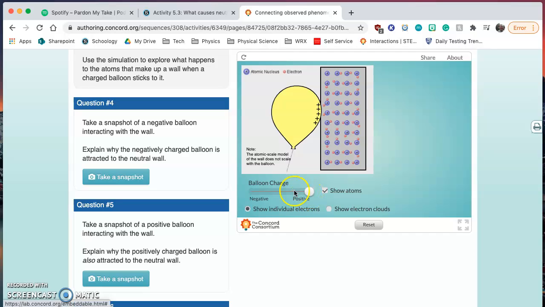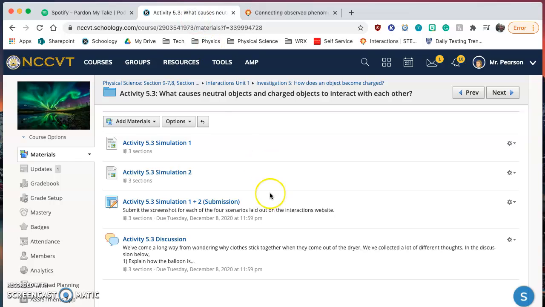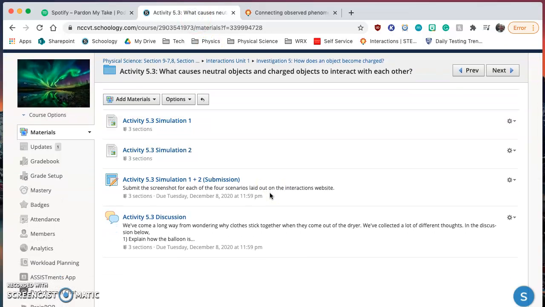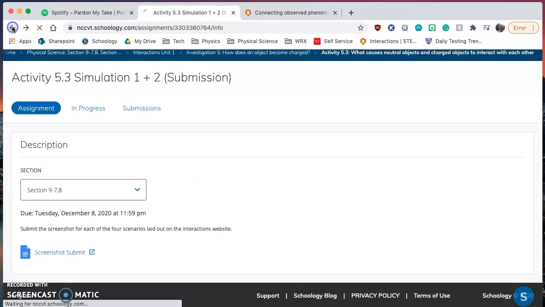And again, as you change the charge on the balloon, you should see a different interaction with the atoms in the wall. Again, 2 different scenarios it would like for you to capture right there. Okay, you're adding those to the Google Doc that is attached to this assignment here.